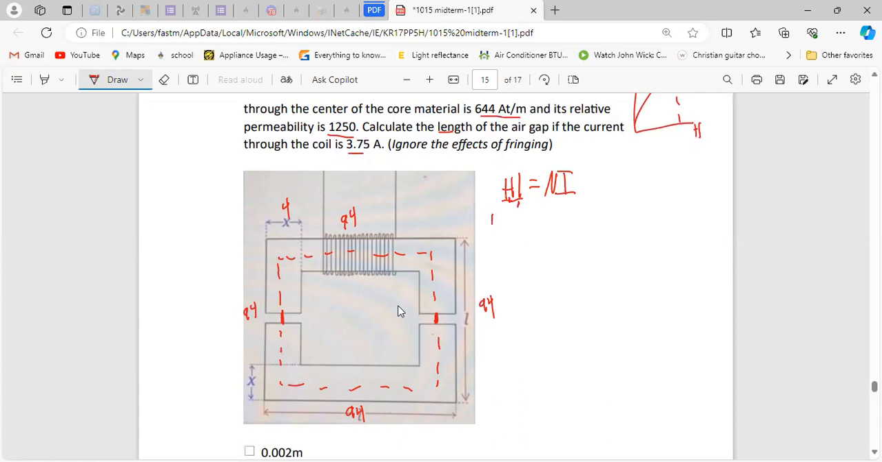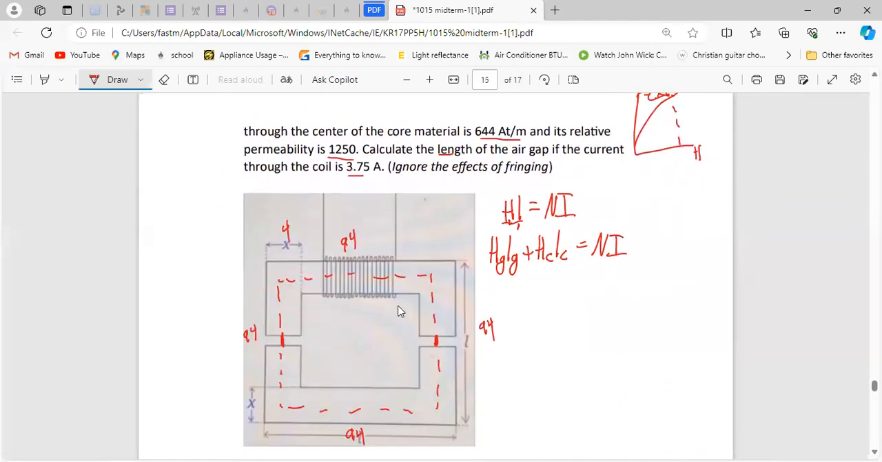All right, so this one you can say Hg Lg plus Hc Lc, where c is for core and g is for gap, is equal to N I, right? Because I gave you I and I gave you N. Anytime they give you a current and it has an air gap, that is basically telling you the amount of current needed to go through the core, and by extension, that air gap is 3.75. And we know the B, just like I told you, is the same. So if they give you the flux density, that's the same for the material.